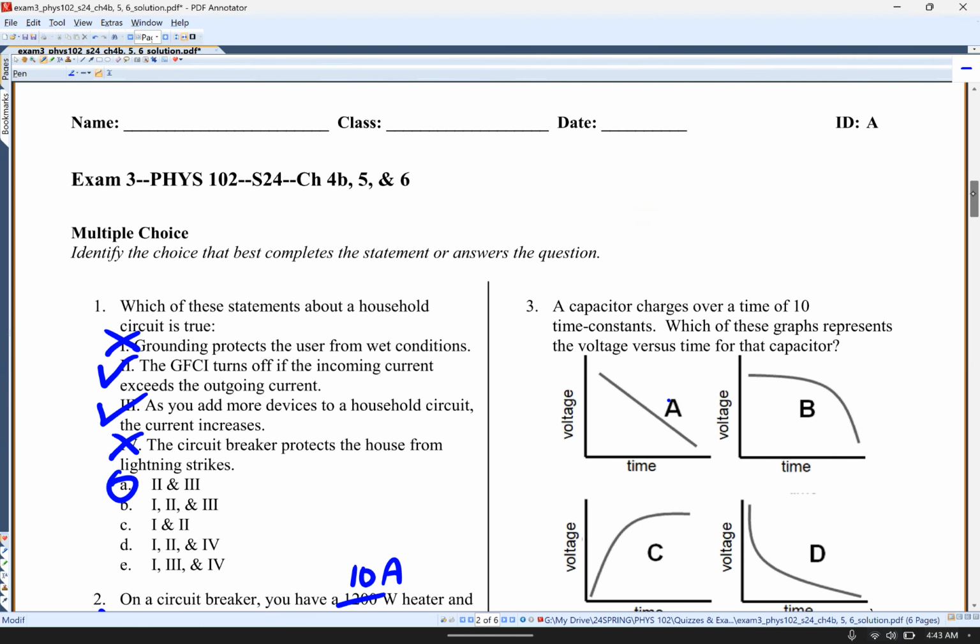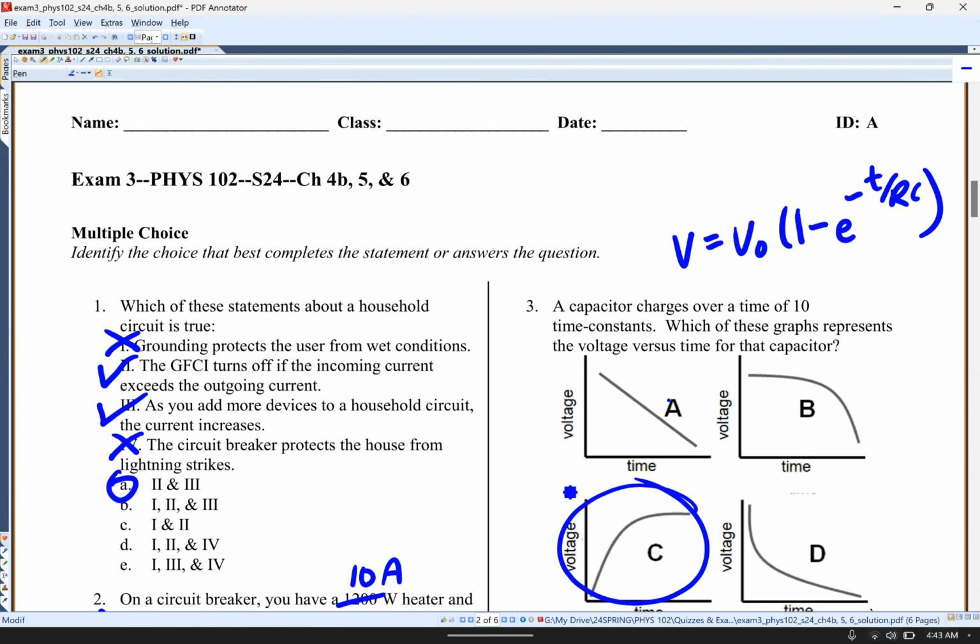Here, a capacitor charges over 10 time constants. Which of the graphs represents the voltage versus time for that capacitor? We've already had that equation. Remember that V was equal to V naught times 1 minus e to the minus t over RC. So the voltage is going to be an increasing exponential function, so that's going to be C for number 3.